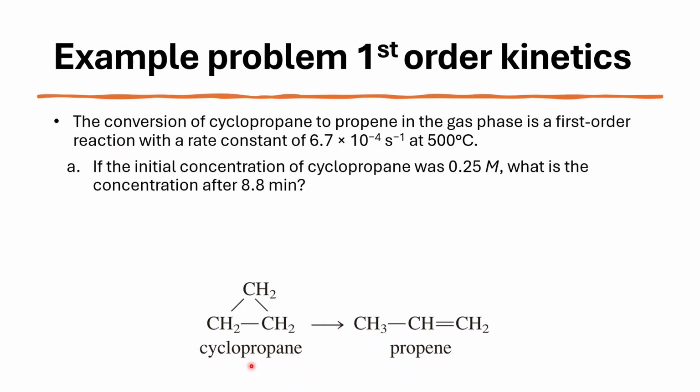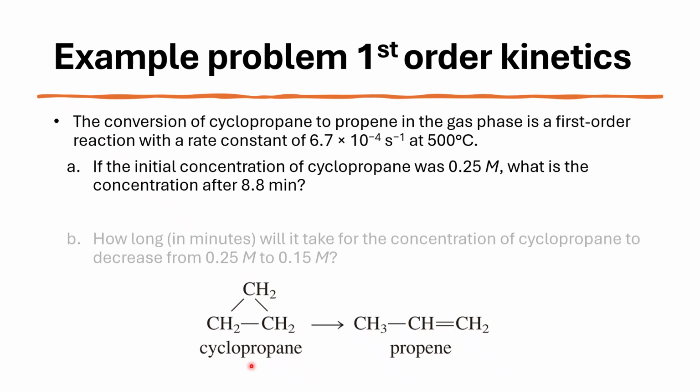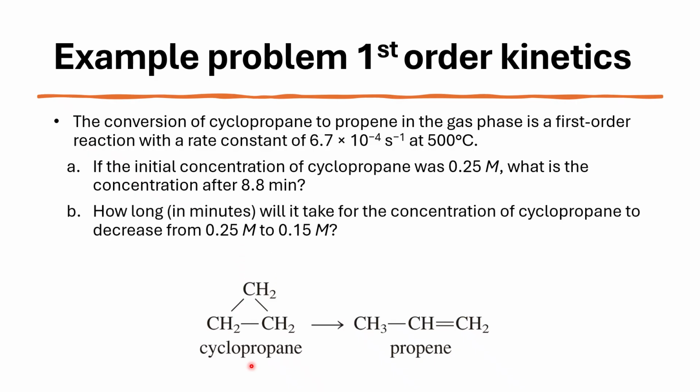If we are told the initial concentration of cyclopropane was 0.25 molar, we can use our integrated rate law to find the concentration after 8.8 minutes. We can do other things as well. We could establish how long in minutes it would take for the concentration of cyclopropane to fall from 0.25 molar to 0.15 molar.